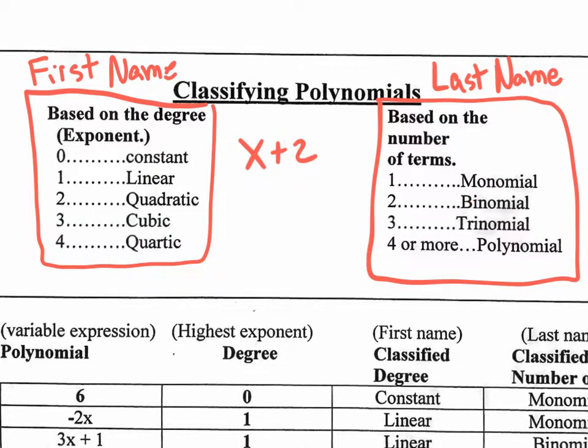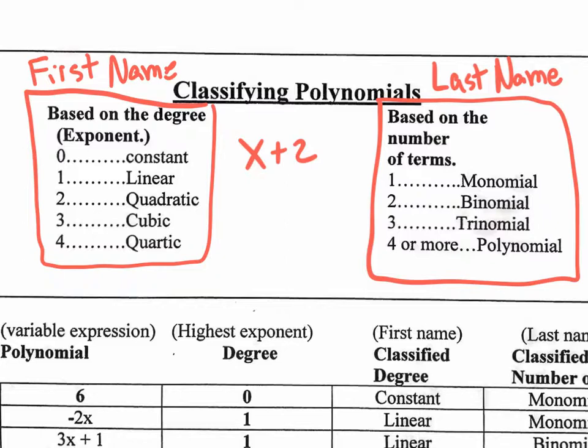So polynomial is just the name of a variable expression, but if you want to be more specific and classify it and give it a first and last name, the first name is based on the degree, which is the highest exponent, and the last name is based on how many terms it actually has.